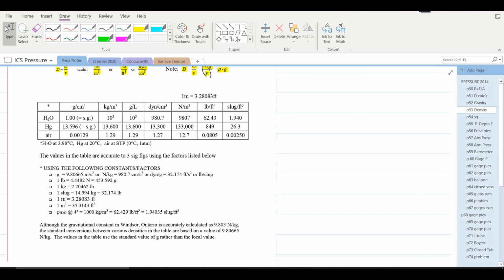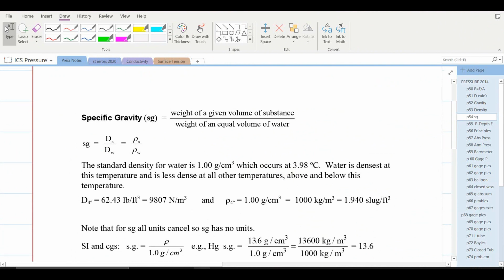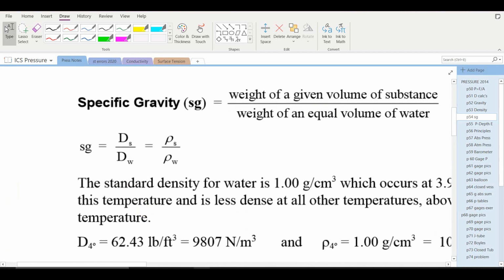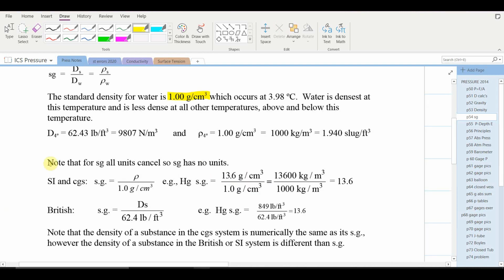Please take a look at page 54. On page 54 we have a definition of specific gravity. We touched on it earlier. It's the weight of a given volume of a substance divided by the weight of an equal volume of water. It can be calculated as the weight density of a substance divided by the weight density of water, or the mass density of a substance divided by the mass density of water. And again, we make the assumption that we're talking about water at 4 degrees C, where its mass density is 1 gram per cubic centimeter. Note that for specific gravity, all units of density will cancel, so specific gravity has no units.